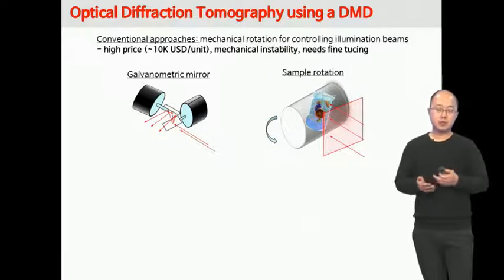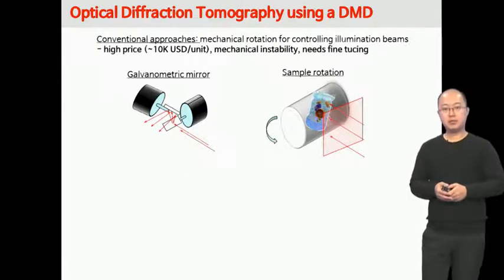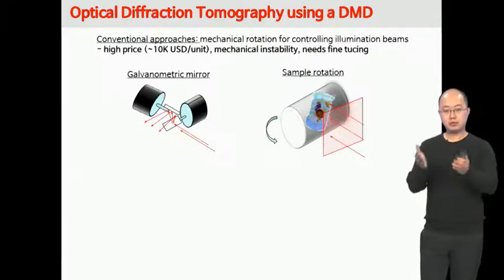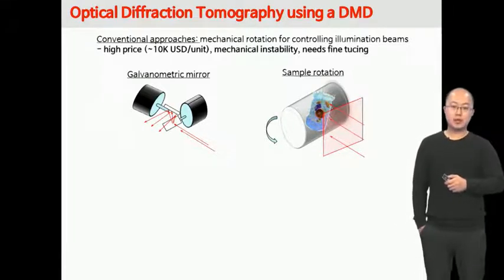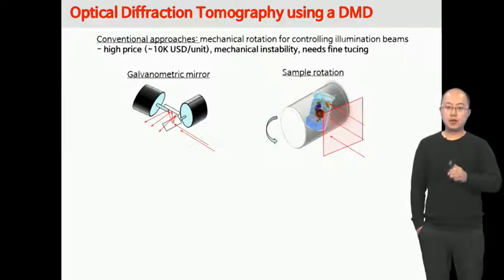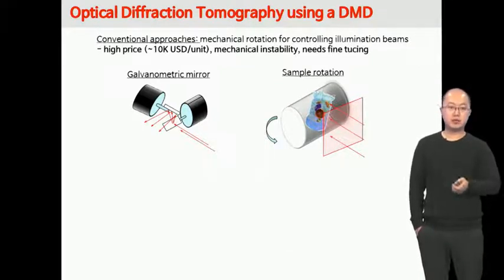Previously, people mostly utilized galvanometric mirrors to steer the illumination angle of the beam impinging onto the sample, or people also utilized sample rotation using cylindrical sample holders. However, even though they provided very useful demonstrations, this is not good for commercialization. We realized they have some limitations.